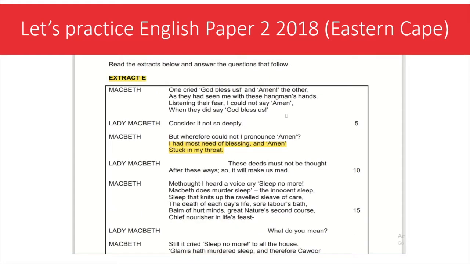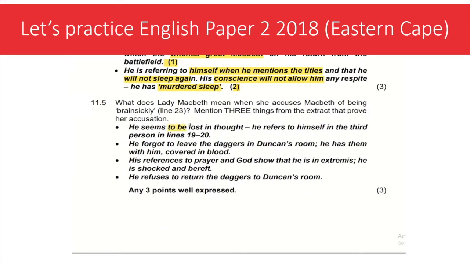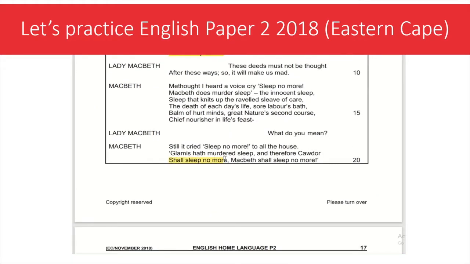So you need to go and look through the extract and see where Macbeth is acting a little bit crazy, which is okay because, I mean, he just murdered a man, but where does Lady Macbeth see this as an unrelenting response from him? So let's have a look at the memo. So he seems to be lost in thought. Okay, he refers to himself in third person. That's in lines 19 and 20, where he's talking about 'Macbeth shall sleep no more.'